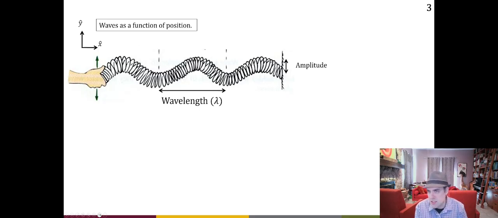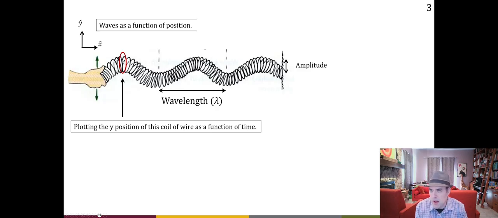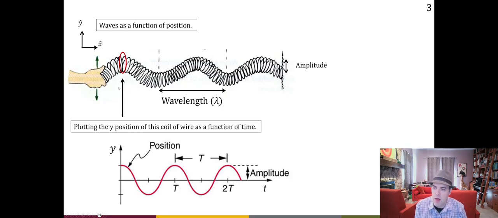Now, if we were to look at this part of the slinky, and we were to plot this position as a function of time, you can imagine in this video that this part of the slinky is going to go down and back up again, and then down and back up again. Well, we can plot that vertical y position as a function of time, and we arrive at a very similar plot. Here, as a function of time, that peak to peak measurement is now the period of the oscillation or the wave, and not the wavelength. So just pay attention to what kind of plot you're looking at, whether it's a position plot or a time plot. That peak to peak or trough to trough measurement will be different depending on which plot you're looking at.